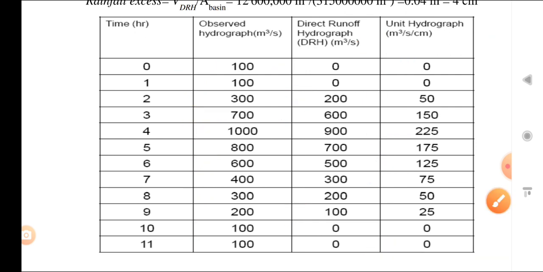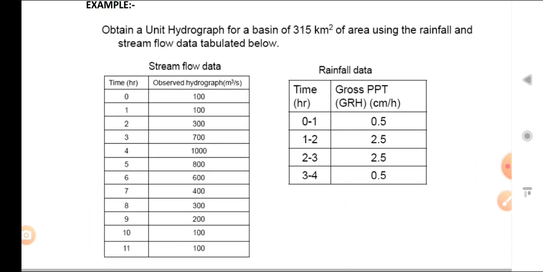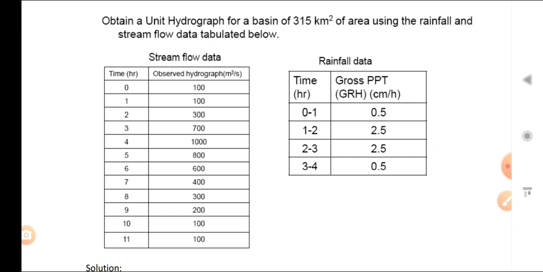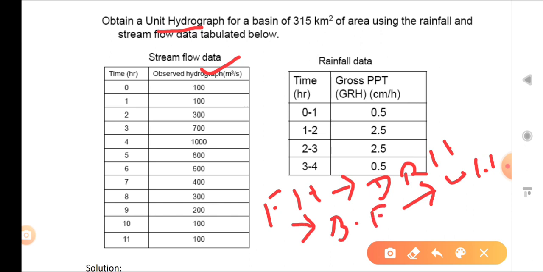So now again I am going to summarize that. First of all, you have to know the nature of the problem. Here you can see that we have to obtain the unit hydrograph, and they have given the flood hydrograph. So what is the process? We have to go from flood to DRH, and then DRH to unit hydrograph. How will we go from flood to DRH? For going from flood to DRH, we have to subtract the base flow. And how will we go from DRH to unit hydrograph? We have to divide the DRH by the effective rainfall excess.